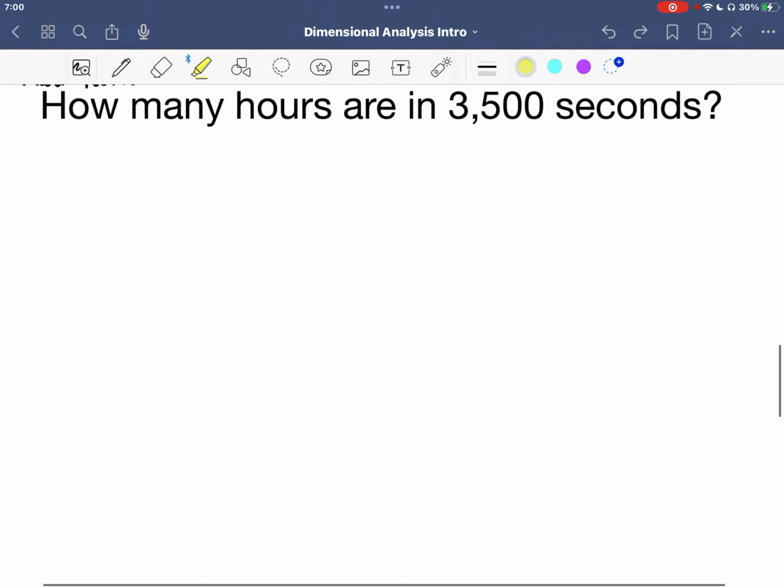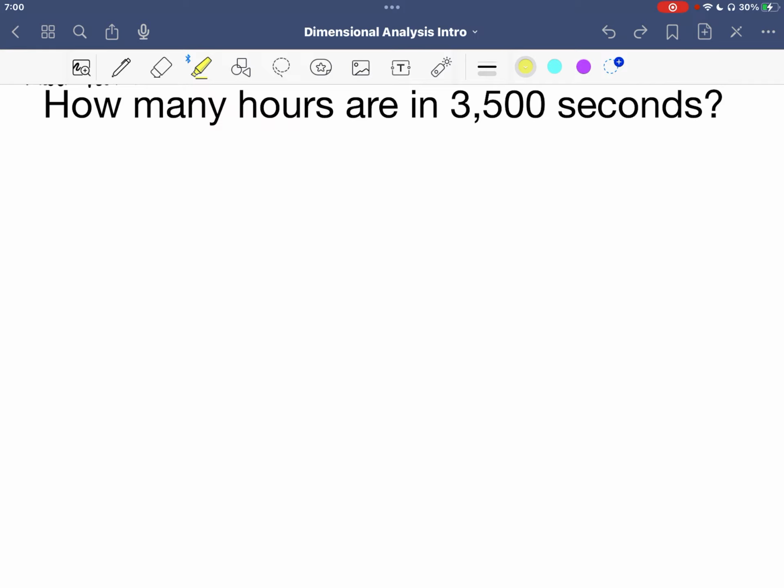We might not have one single conversion factor to go from our starting unit to final unit. For example, if I ask you how many hours are in 3,500 seconds, well, let's see. My starting unit is seconds. That's the unit with the value, the measurement that they gave me. My final unit is hours.